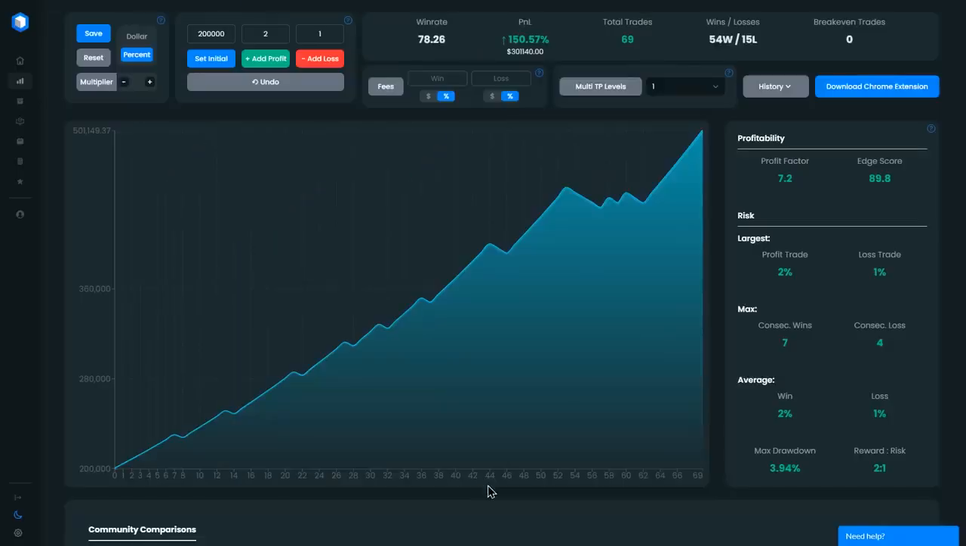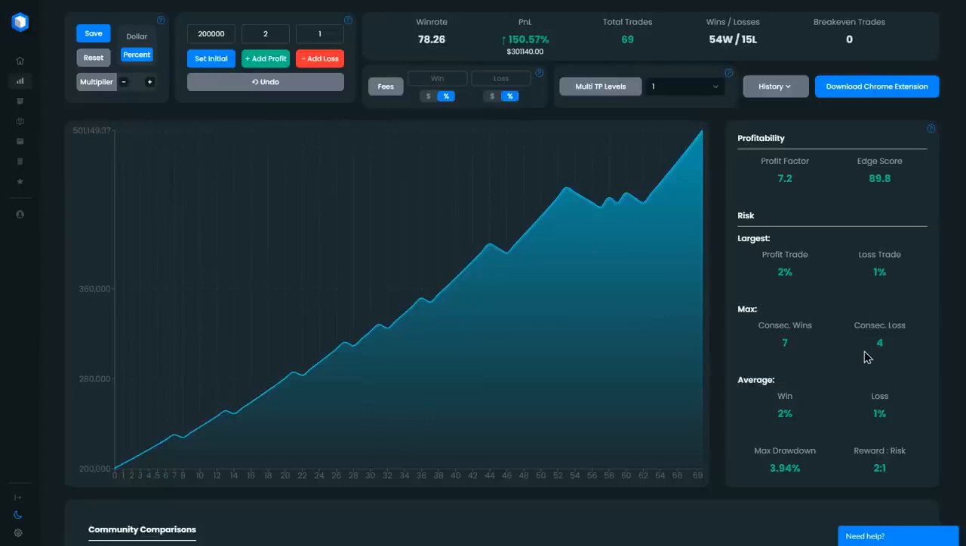Now, for 2022 alone, these are the numbers. A 78% win rate and the percentage profit made was 150%. With our 200K account, this equates to $301,000 made in 2022 alone. 69 trades were taken in 2022 alone, and the maximum consecutive losses were only 4.